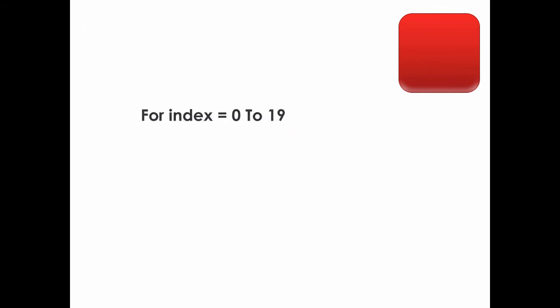Okay, so I'm going to say for index 0 to 19, because it's going to be 20. That's actually 20 numbers, but they start with 0. And then I'm going to say display the names array element at index. So it's going to count starting with 0 and go to 19. And then I'm going to end the for statement. And that's all there is to it.